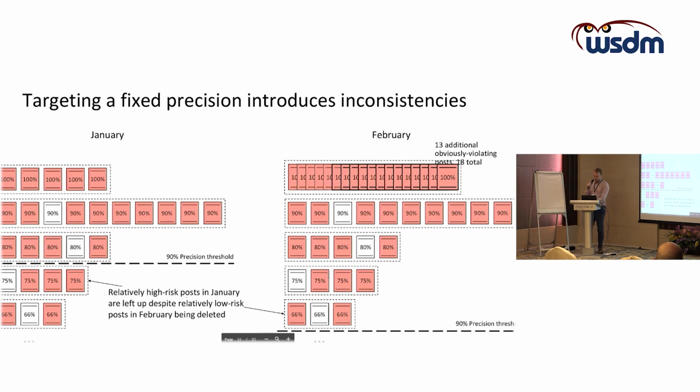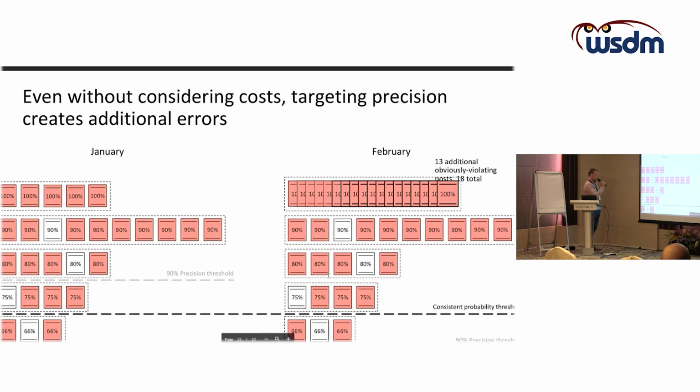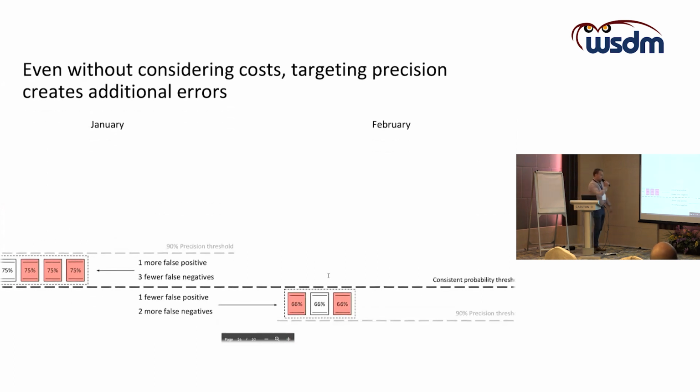What could we do instead? Well, we could apply a consistent probability threshold in both months, in between those 2 precision thresholds. And we'd get a different set of policies. Now, what would happen? Well, in January, we would have lowered the threshold, so we'd make one more false positive and 3 fewer false negatives. In February, we've raised the threshold compared to the precision threshold, making 1 fewer false positive, but also 2 more false negatives. So on net, we've got the same number of false positives. They just cancel out. And we've got 1 fewer false negative. So we've got fewer errors overall.